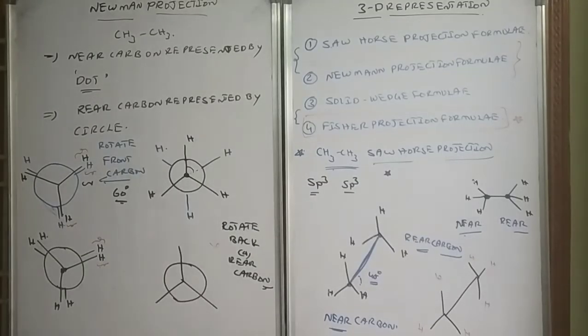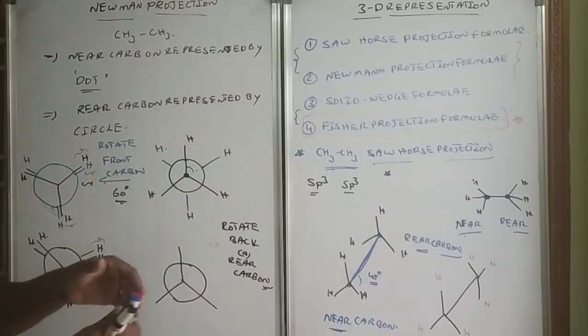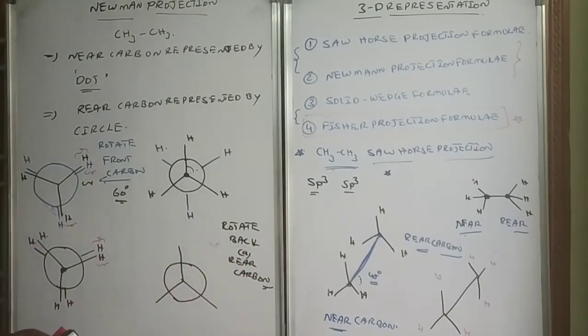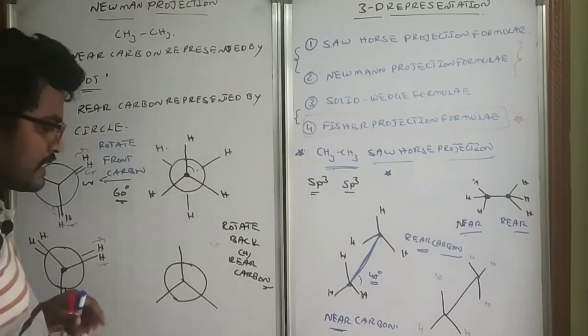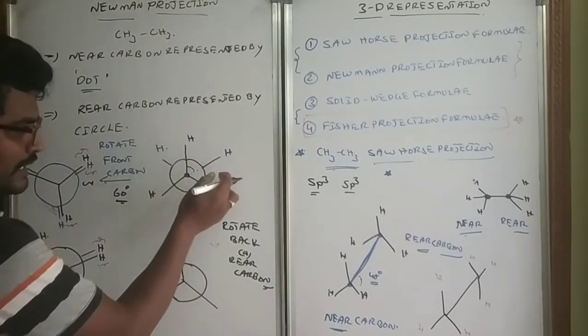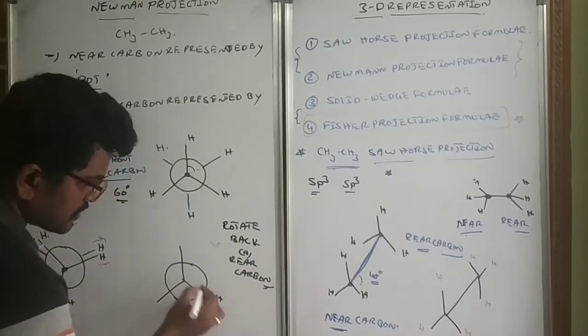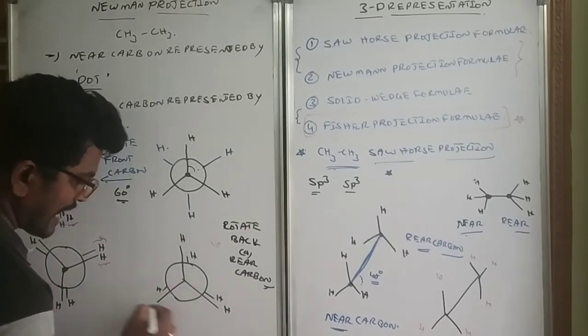Right. We have seen what happens when the front carbon or near carbon is rotated. Now see what happens when the back carbon is rotated. Simply, this is the rear carbon. Imagine the big circle is the rear carbon. So here I am rotating this by 60 degrees, which means this hydrogen comes to this position. So hydrogen, hydrogen, hydrogen. The front will be as it is.